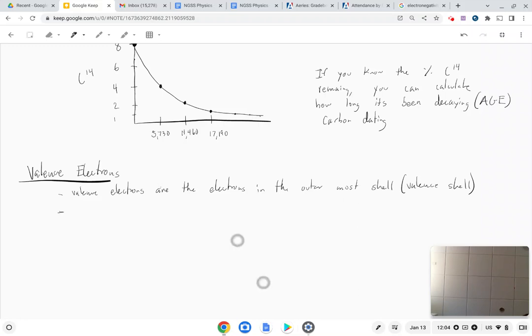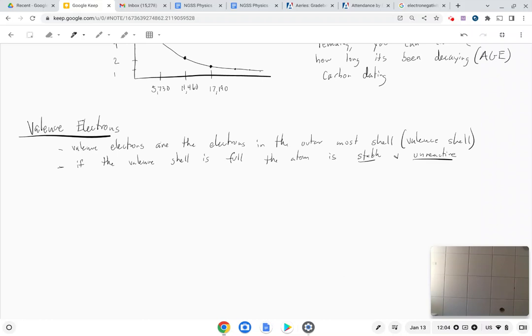And then something to note is that if the valence shell is full, the atom is stable and unreactive. So there's a connection between stability and reactivity. In fact, the more stable something is, the less reactive it is. So, example, the noble gases. Over here, this column of elements, all these red ones, those are called the noble gases. Helium, neon, argon. And one of the things that characterizes them is that they're just really stable. They don't react with anything, really.